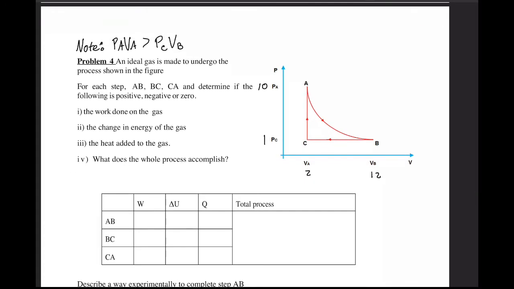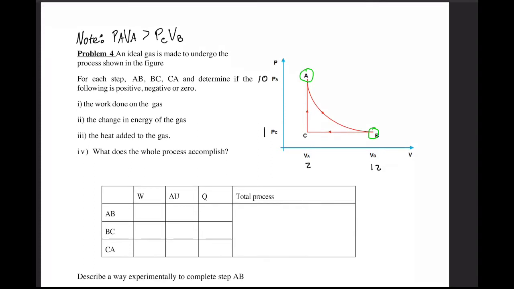Okay, so I'm going to try problem 4 in this section of our thermo packet. And what I've noted is that the distance from A to C is smaller than the distance from C to B. So that this location here, PAVA, is a greater value than PCVB. Okay, cool. So let's go through each step and determine the work done on the gas, the change in energy of the gas, the heat added to the gas, and the total process heat, change in energy, and work.